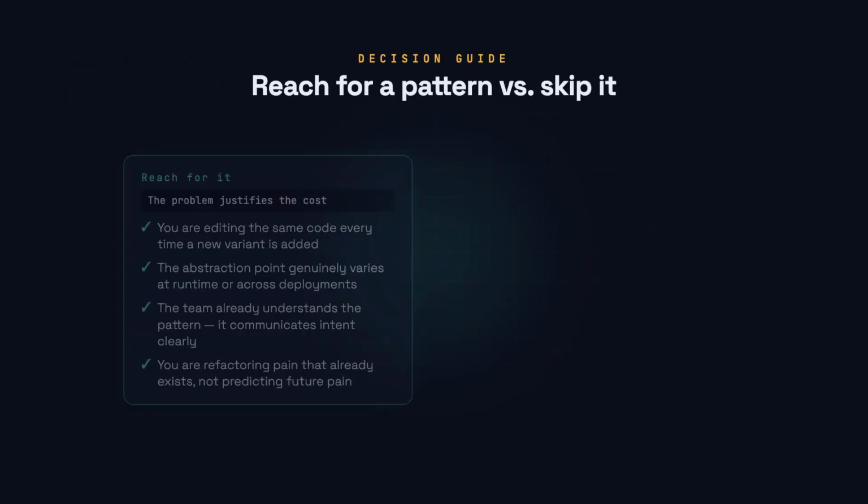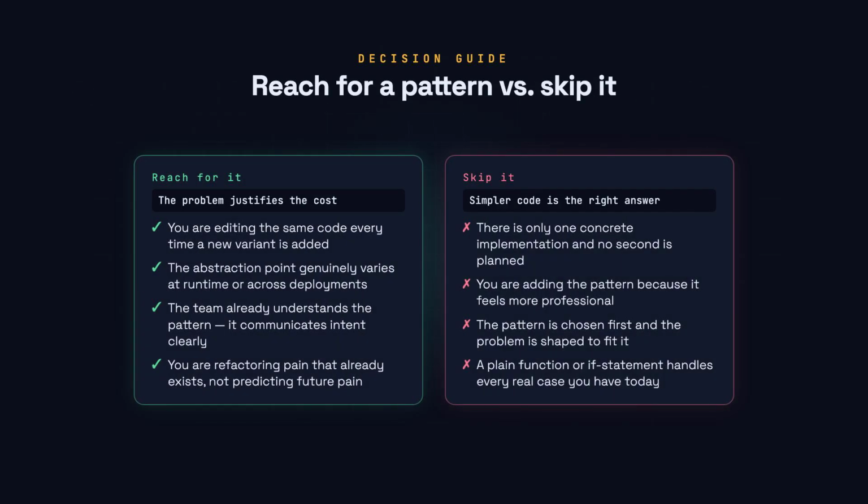On the left are the conditions that genuinely justify a pattern. You keep reopening working code, the variation is real and present, and the pattern communicates intent to your team rather than obscuring it. On the right are the warning signs of over-engineering. Only one concrete case exists, the pattern was chosen before the problem was understood, or a simple function already does the job cleanly. The most dangerous trap is the last one on the right, choosing the problem to fit the pattern instead of the other way around.